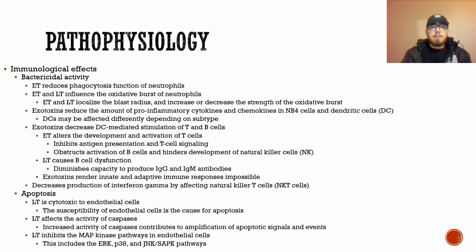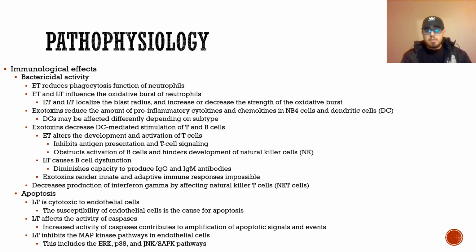Exotoxins reduce the amount of pro-inflammatory cytokines and chemokines in MB4 cells and dendritic cells. Now, MB4 cells are basically cells that induce maturation of neutrophils. And we already know what dendritic cells are. Now, pro-inflammatory cytokines are cytokines that favor inflammation, and chemokines are what attract white blood cells to the sites of infection.